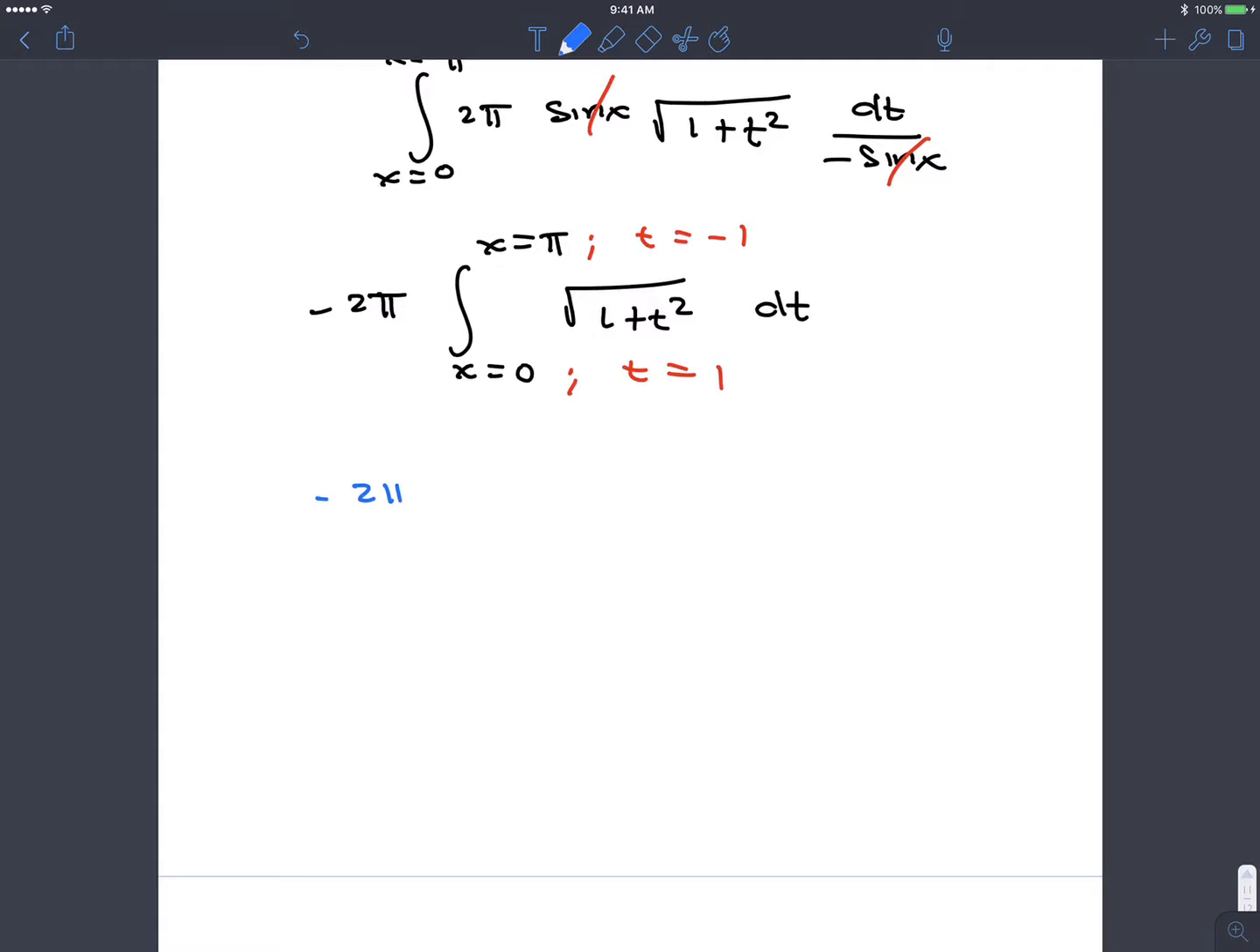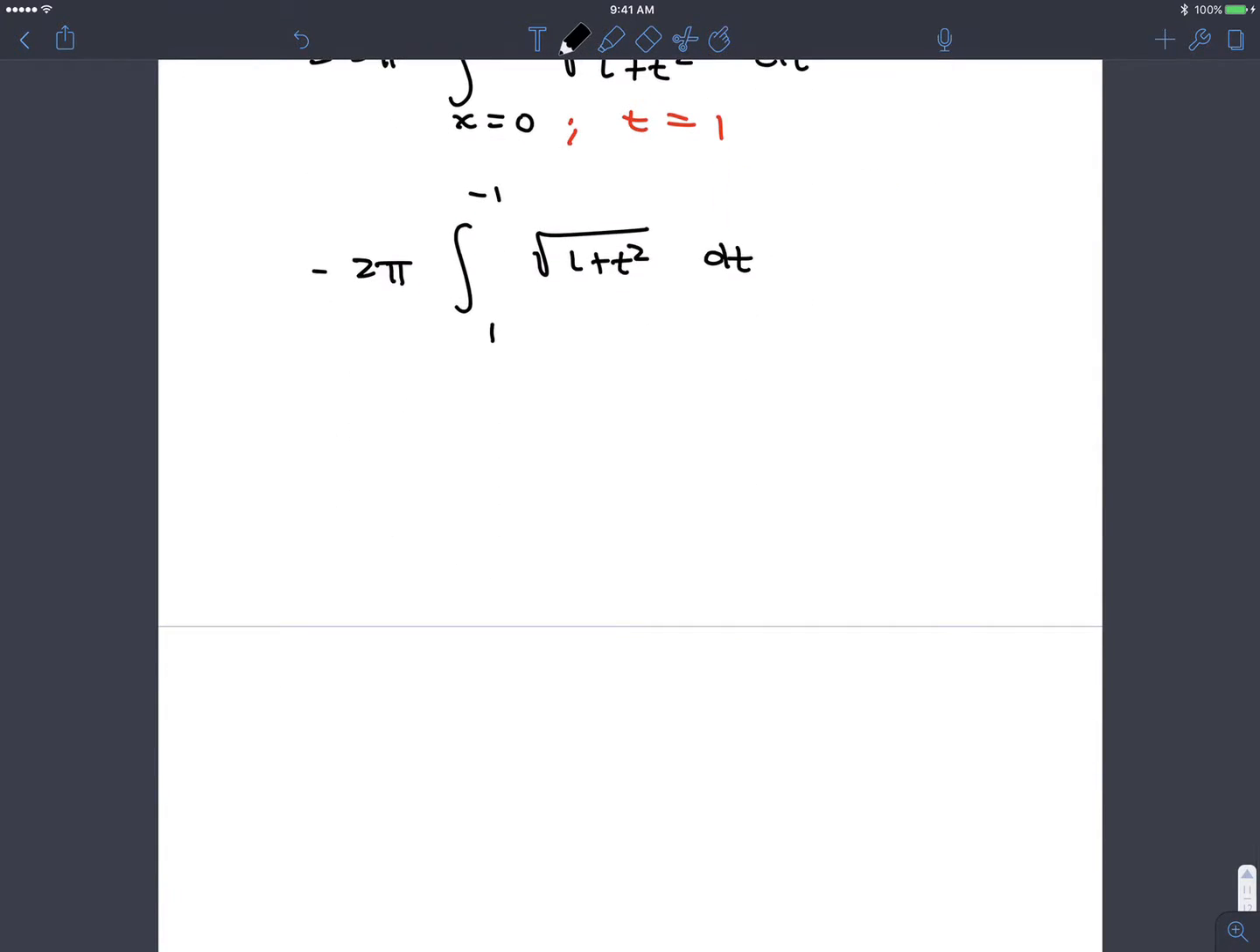You got this integral, negative 2 pi. If we want to be a little consistent here, let's do this. I got negative 2 pi, and I'm going to integrate from 1 to negative 1, square root 1 plus t squared dt. What should I do here again? Switch the limits and take the opposite, right? In other words, that negative sign is going to be gone if I reverse the limits.